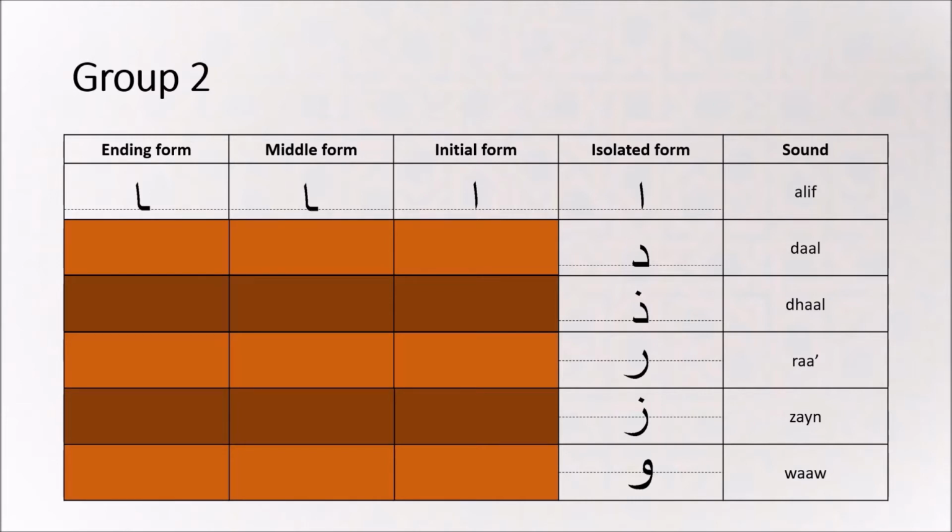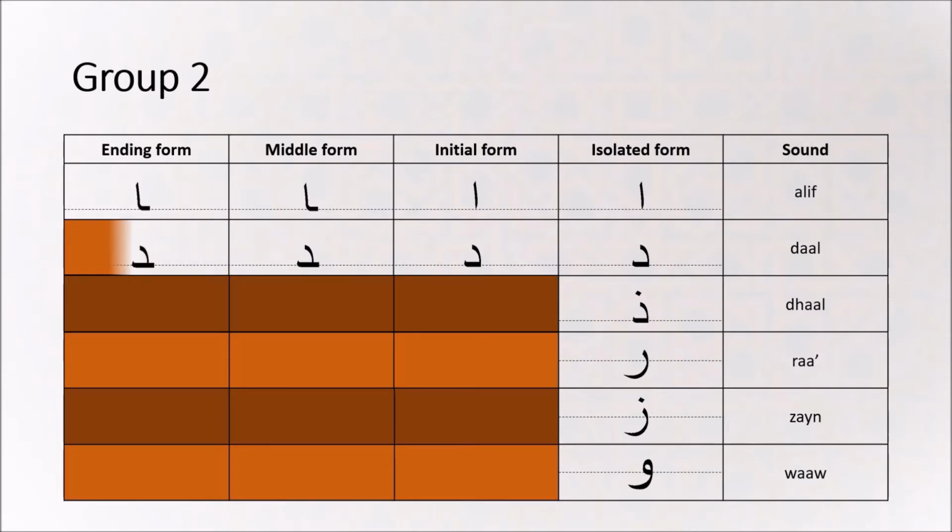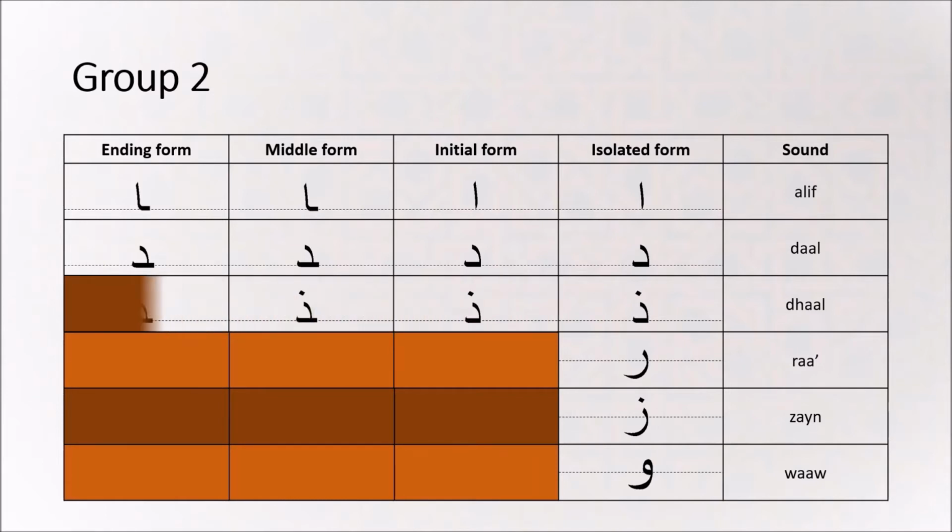Next one, Dal. The same way as before, we write Dal just like we wrote it in the isolated form. There is no helping line to the left. In the middle, we start with a helping line from the right and write Dal. And now exactly the same for the ending form, a helping line from the right, and we add Dal in its isolated form. Dhal is written the exact same way in all forms. The only difference is that we have to add a dot on top.